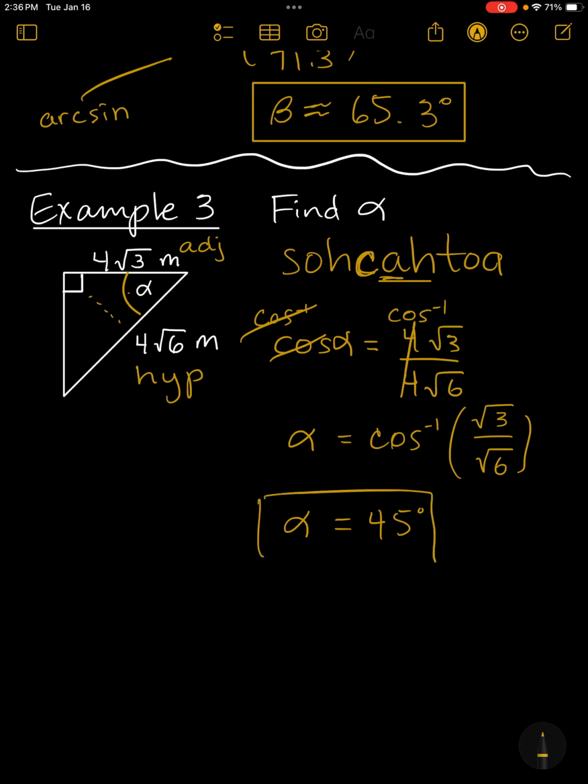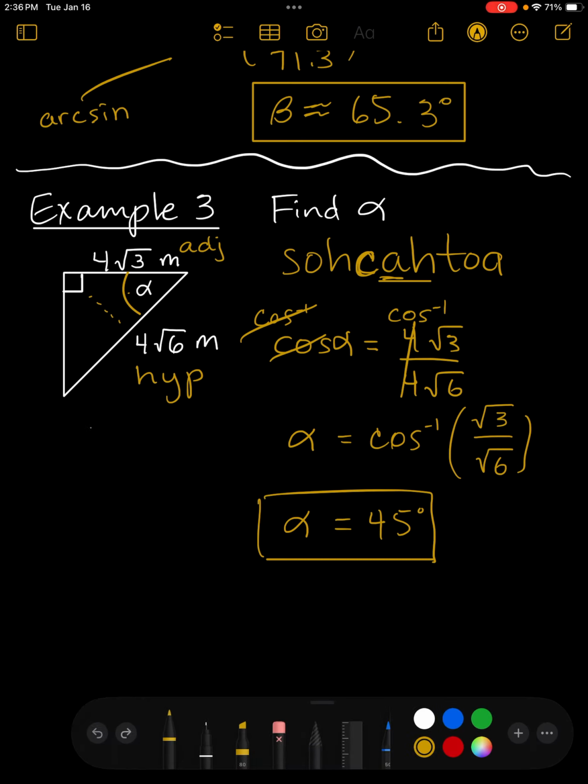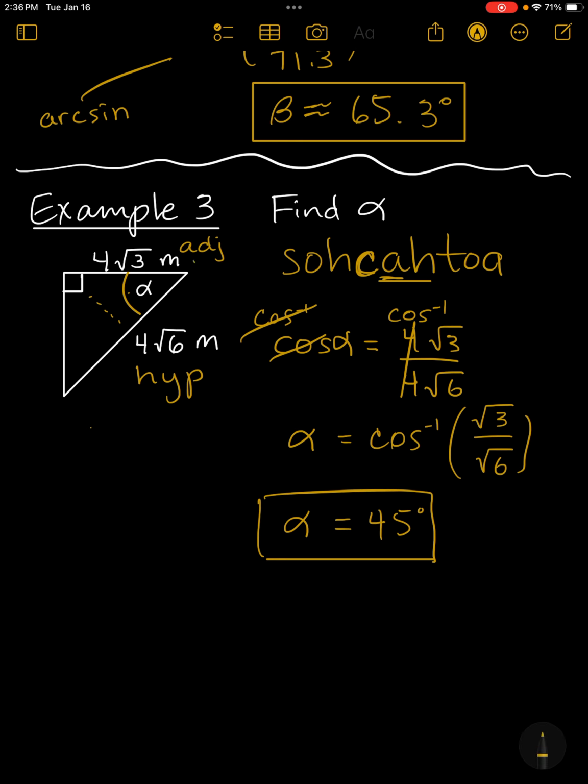That's familiar. Remember before when we did 45, 45, 90, which is what this is, we found that if you multiply by radical 2, you would indeed get the hypotenuse. And hopefully you see that did happen here.